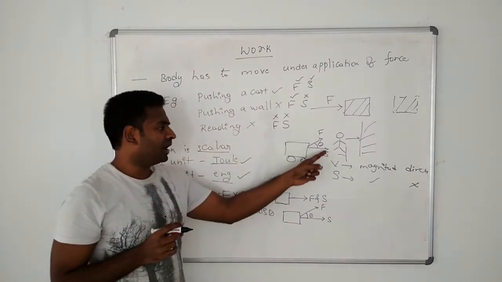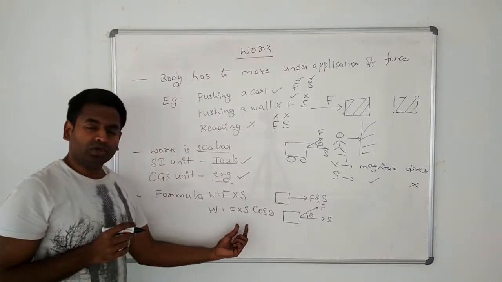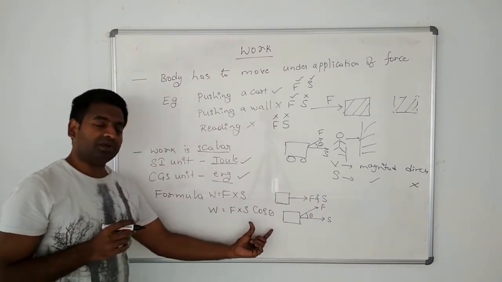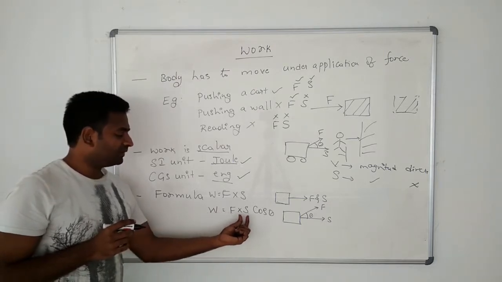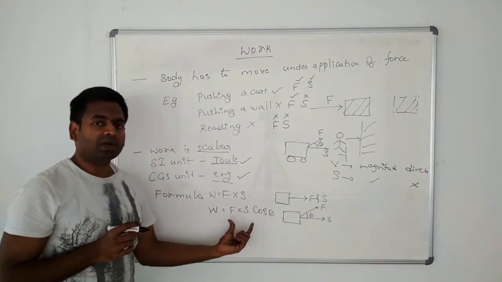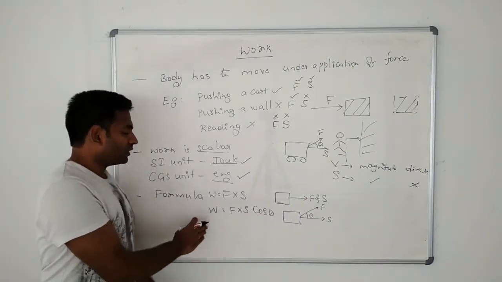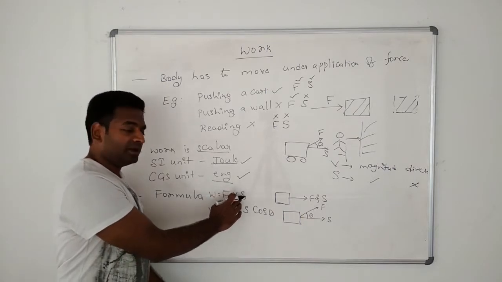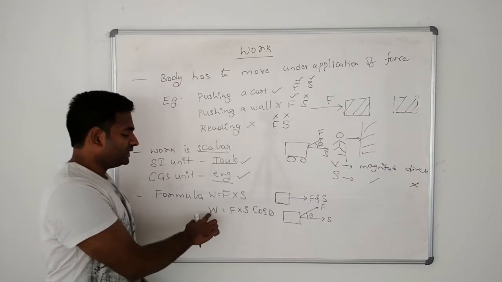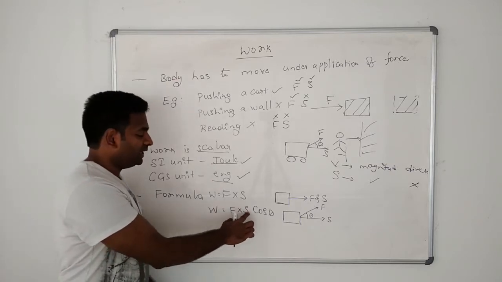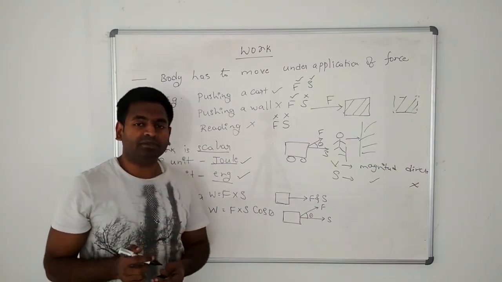Then if both of them are at an angle, is the magnitude of the work the same? No, it is not the same. There is a different formula for that. What is the formula? The work done in that case is given by F multiplied by S multiplied by cos theta. So it is called F S cos theta. So there are two formulas. One is F multiplied by S, when force and displacement are in the same direction. And there is another formula: if force and displacement are at an angle, the work done is given by F multiplied by S multiplied by cos theta.